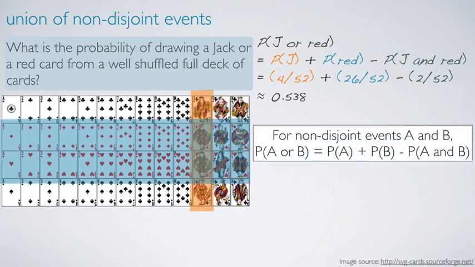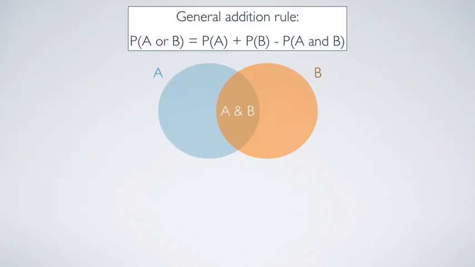So to generalize, for non-disjoint events A and B, the probability of A or B is the probability of A plus the probability of B minus the probability of A and B happening at the same time that we take away once to avoid double counting. So to recap, probability of A or B is simply probability of A plus probability of B minus probability of A and B happening at the same time.